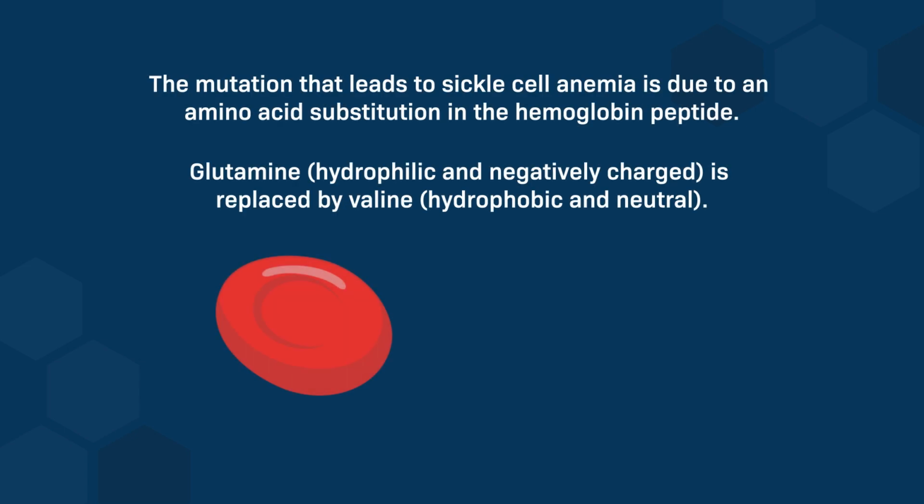This change in amino acid is responsible for the altered structure of hemoglobin, which causes it to aggregate and change the shape of red blood cells from their normal biconcave shape into a sickle shape. This structural change is the main cause of sickle cell anemia and explains the associated symptoms.